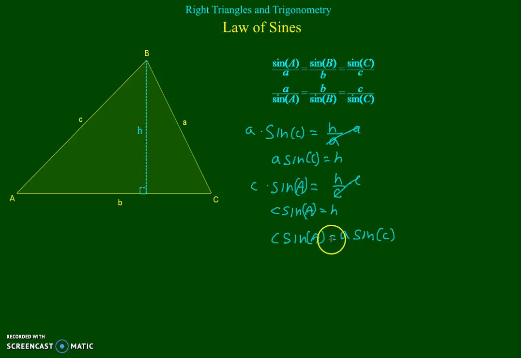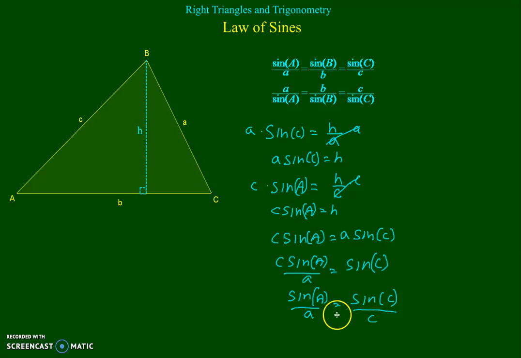And now, with a slight manipulation, I can divide both sides by A, and I have C sine A over A equals sine C. And then if I divide both sides by C, I have sine A over A equals sine C over C. And you can see that this is part of this relationship.